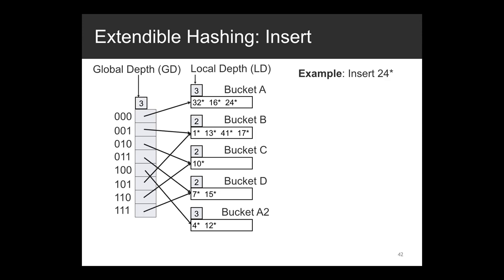Okay, what is 0, 0, 1? It's 1. What is 1, 0, 1? It's 5. Both of these are 1 mod 4. So both of these directory entries point to the same bucket page.